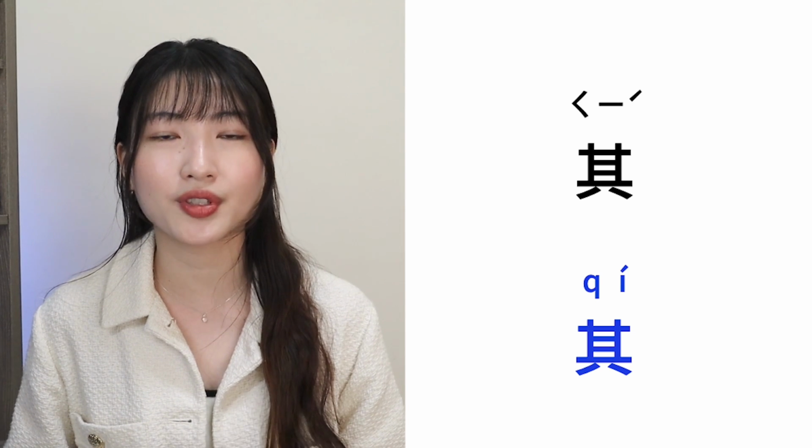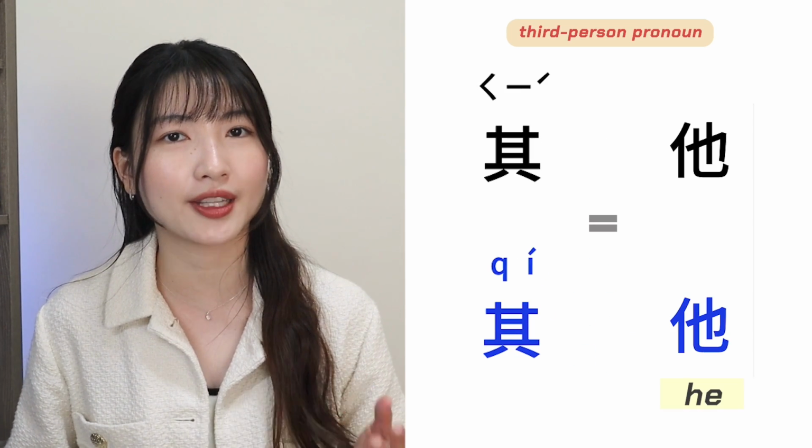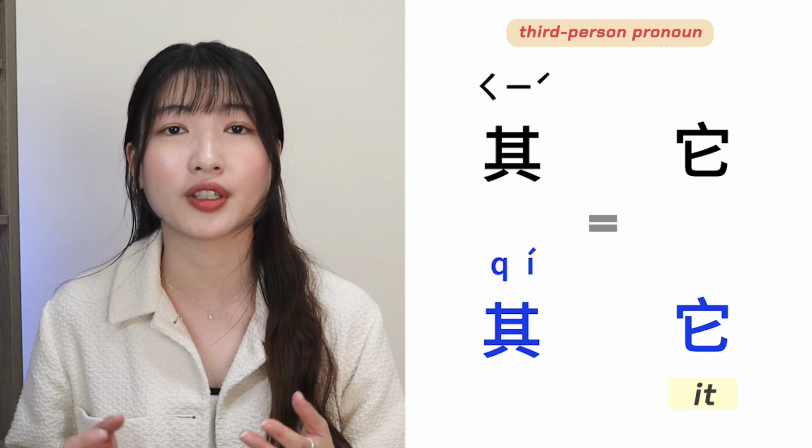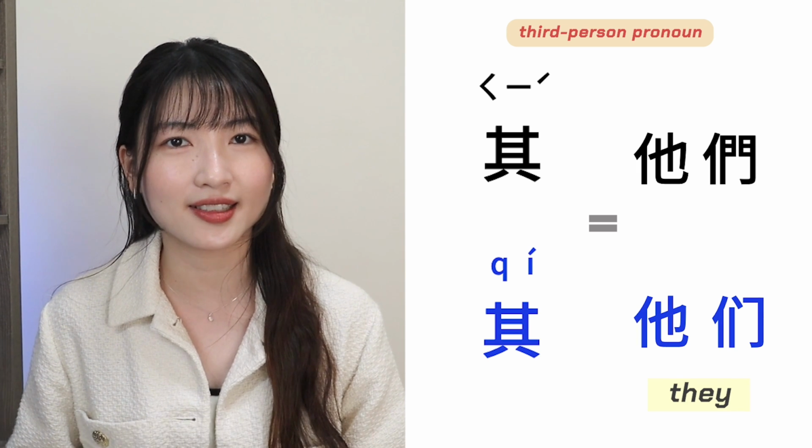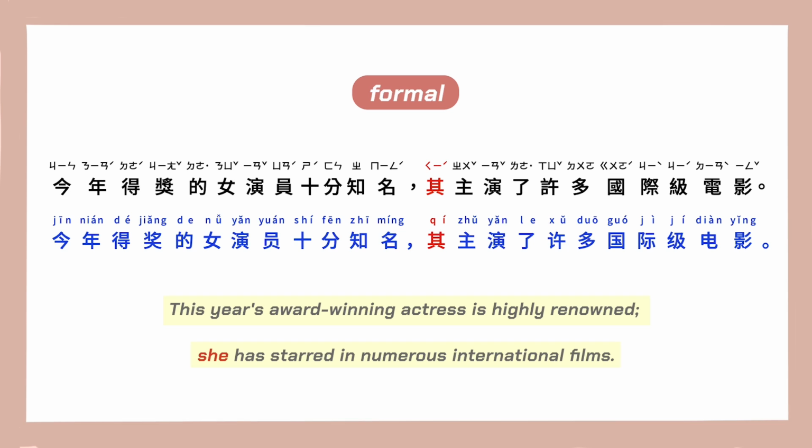Sometimes 其 is also used as a third-person pronoun equivalent to 他, he, she, it, or 他们, they. For instance, 今年得奖的女演员十分知名，其主演了许多国际级电影。This year's award-winning actress is highly renowned. She has starred in numerous international films. Here, 其 means 她, she, referring to 女演员, the actress.